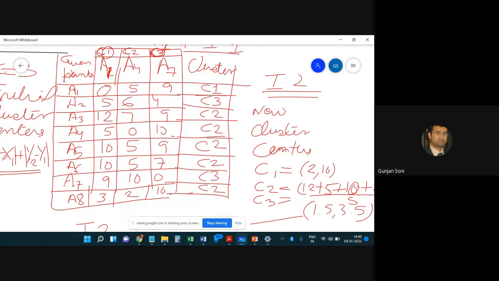Okay, similarly, we do it for C3. Okay, sir. So we are taking the values of first and second cluster only. Like we are not considering the A7 column.